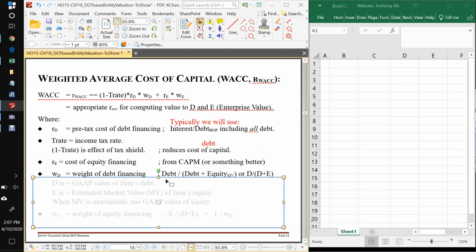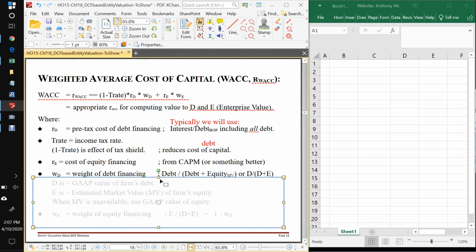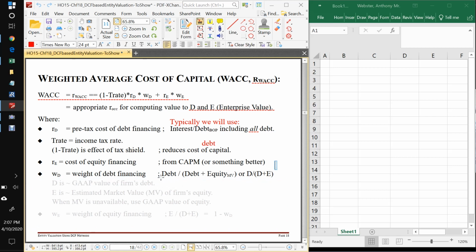So what are these little W's running around in this equation? We have a WD and a WE. WD is the weight of debt financing, and we measure the weight like this. I just want to underline this guy. We measure the weight of debt financing by this ratio, debt over debt plus market value of equity, okay?